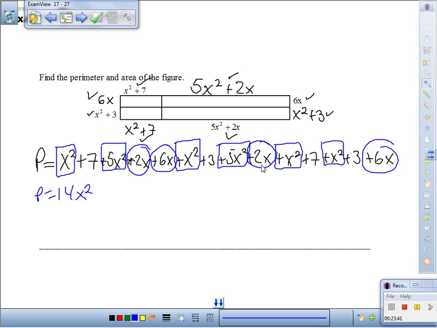8 plus 2, 10 plus 6, so it's plus 16x. Now let's underline the constants. We got 7 here, 3 here, 7, and 3. From left to right, 7 plus 3 is 10 plus 10, that's 20. Are we done? No. For the perimeter, we write it in what? Units. Not units squared, that's only for the area.